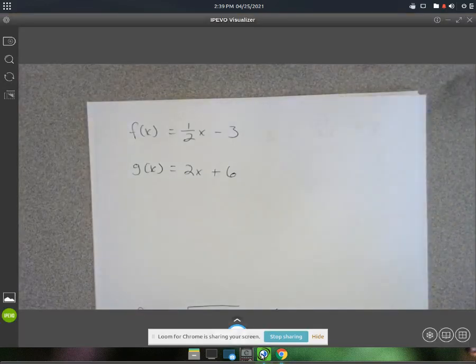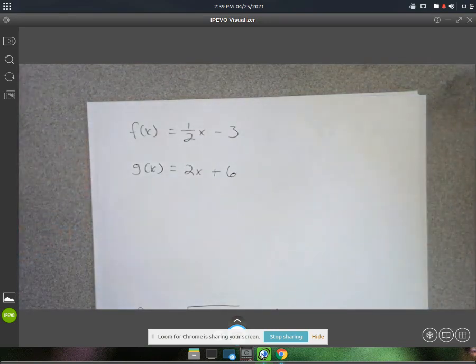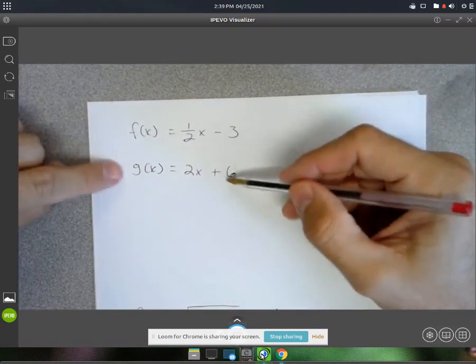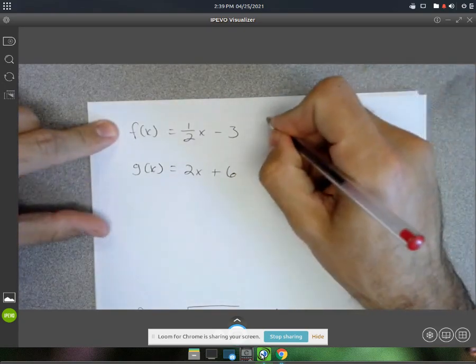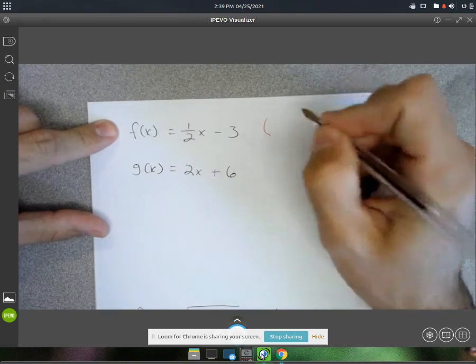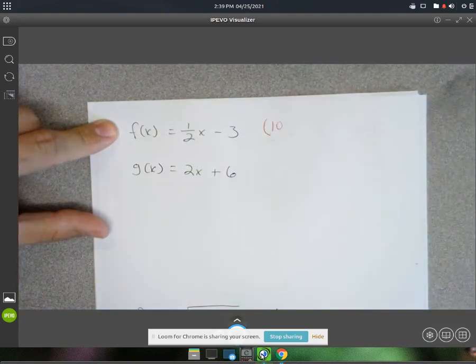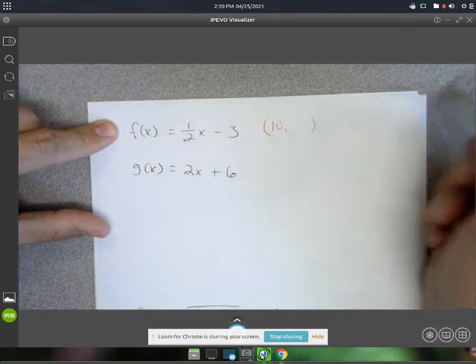All right, so this is going to be like an unofficial test to see whether or not two functions are inverses of each other. So what I'm going to do is pick a number to plug in for x on either one of these. I'm going to use the top one here. I'm going to plug in 10 for x, and then I'm going to see what I get back for my y value.